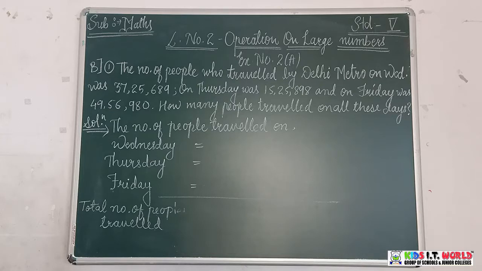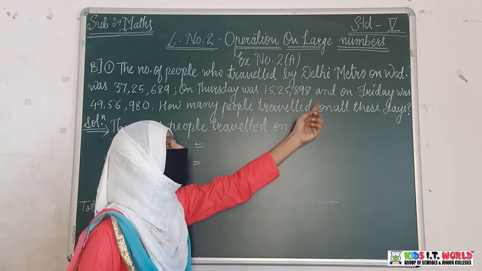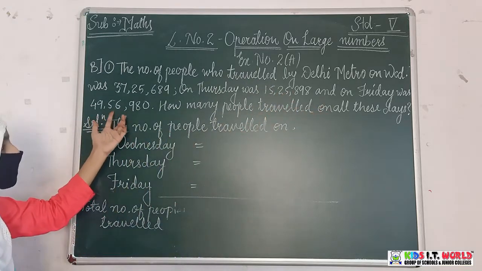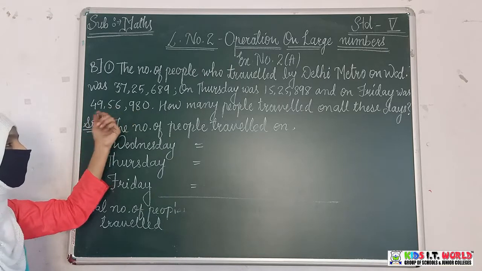It means by the Delhi Metro on Wednesday, these numbers of people travelled. On Thursday, these numbers of people travelled. And on Friday, these numbers of people travelled. So in these 3 days, totally how many people travelled by the Delhi Metro? Simply you can say which operation we have to do: addition.